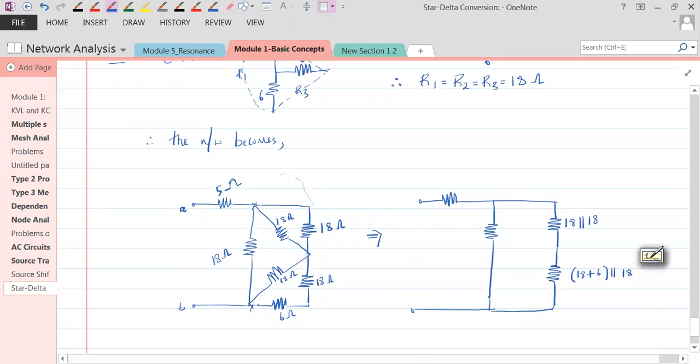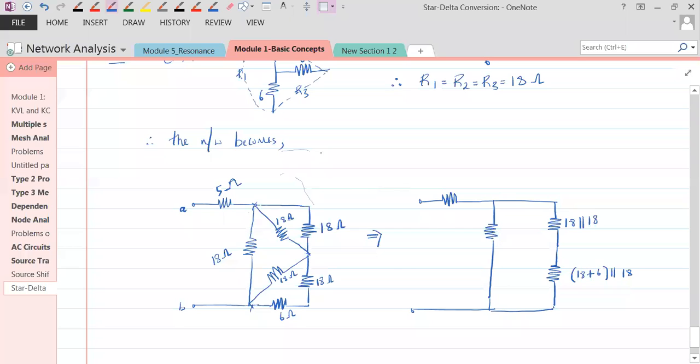See here, 18 and 6 are in series. So these two are in series, mind you. Okay, so 18 plus 6, that combination is in parallel with 18. So this is how we can write it. And this resistor is anyways 18 ohms. This is 18 ohms. Okay, this is 5 ohms. Now just find out these values.